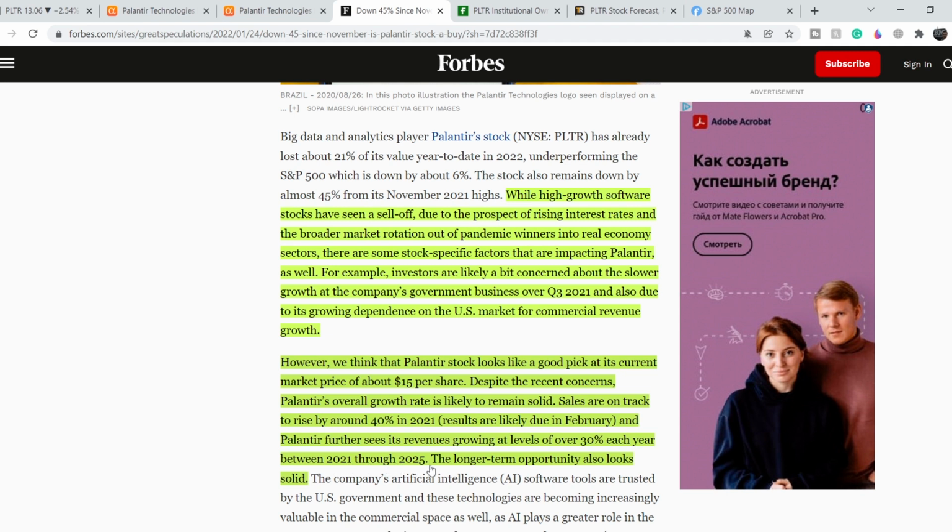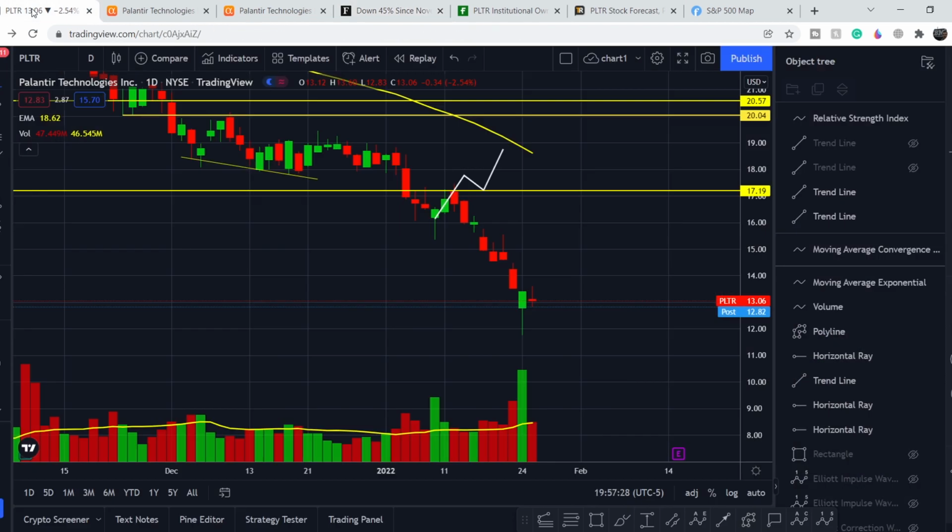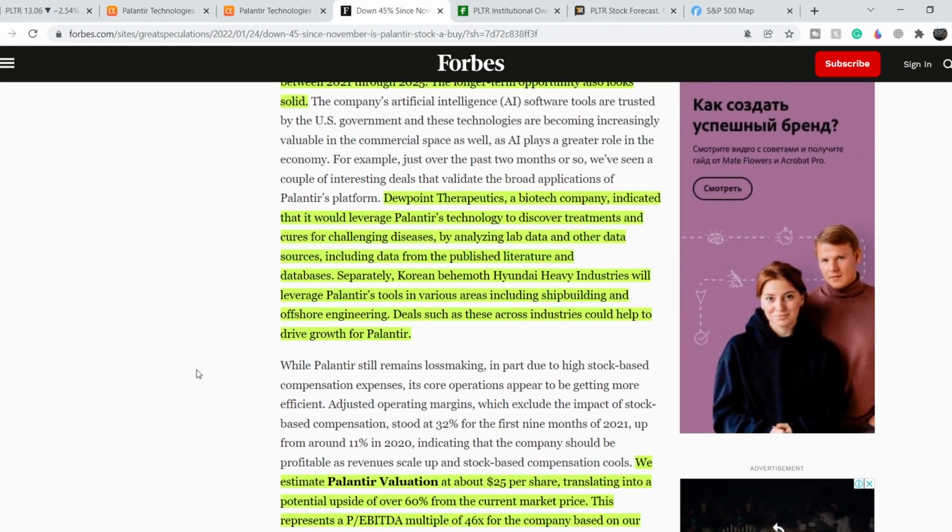The longer-term opportunity also looks solid. That long-term opportunity for this company basically is the lifetime opportunity, because in my opinion we won't see these lower prices for this company never again. So let's continue right here.